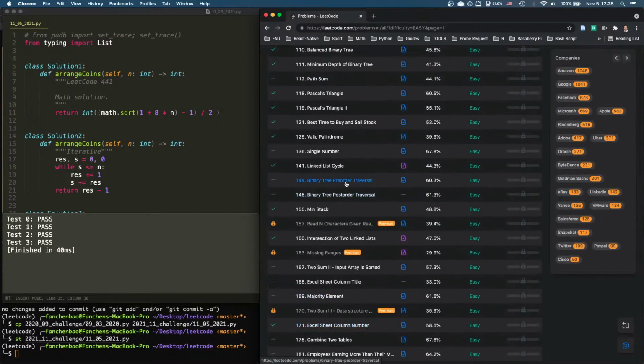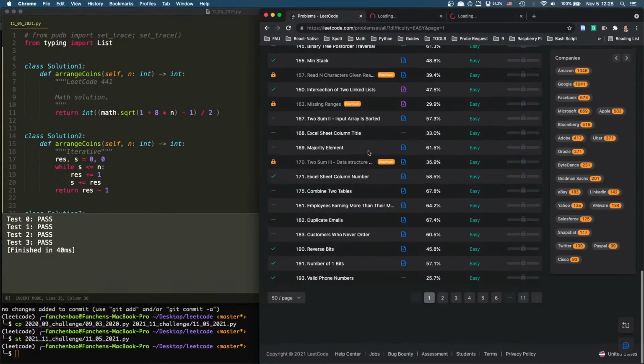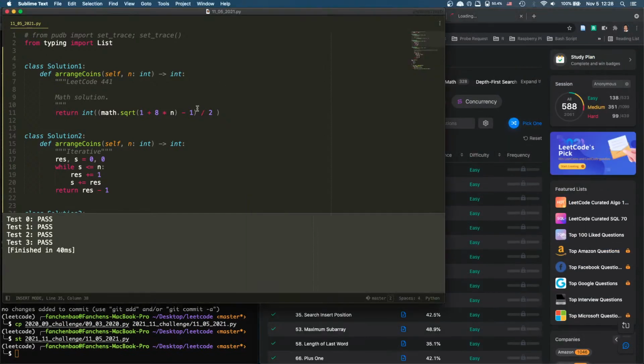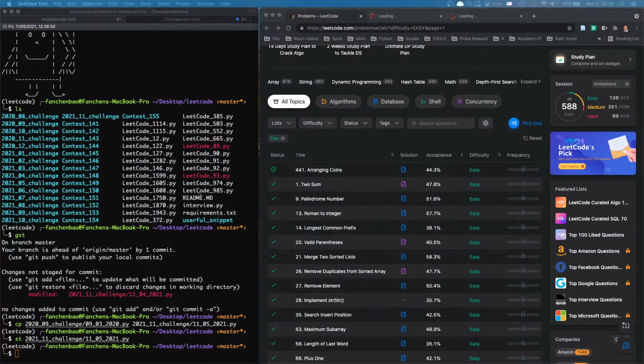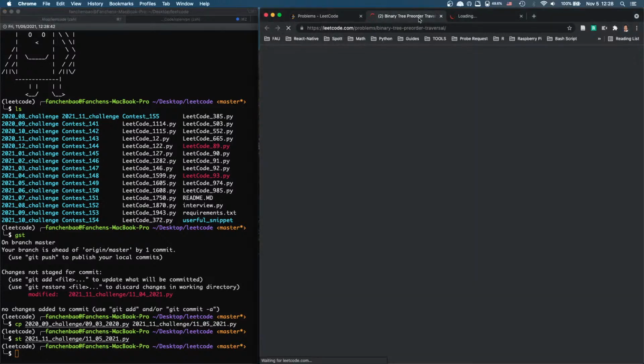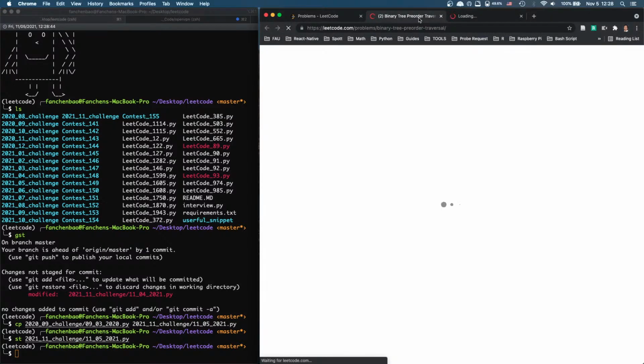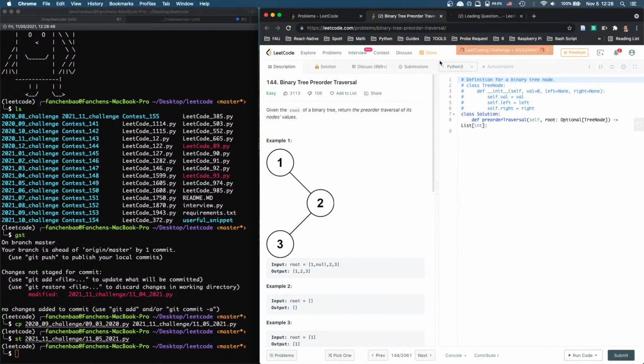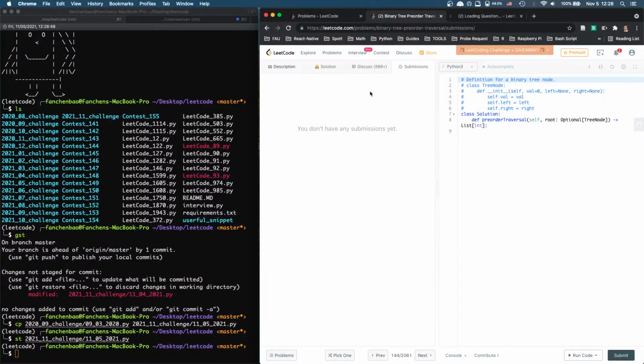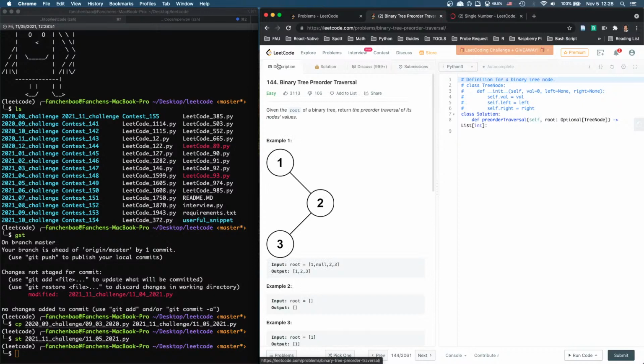How about this? Binary tree pre-order traversal. Oh, how about single number? How about we do both? It's an easy fest, right? We treat today as an easy fest. Let's see. Pre-order traversal. No, I have not done this. Why do I click it? I picked this because I have not done this before.